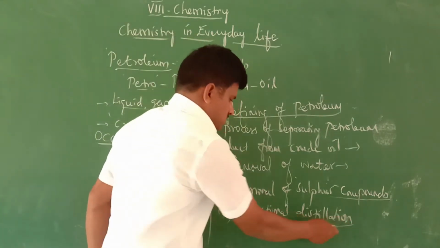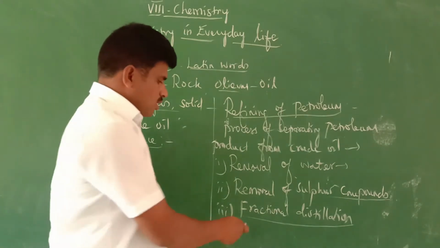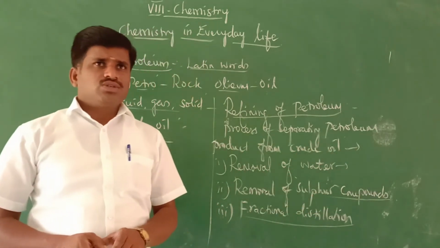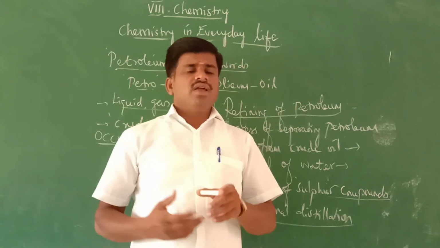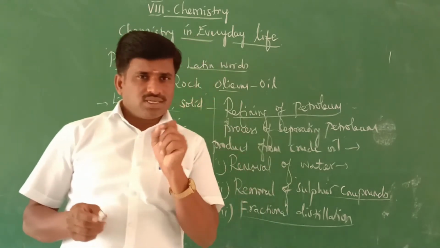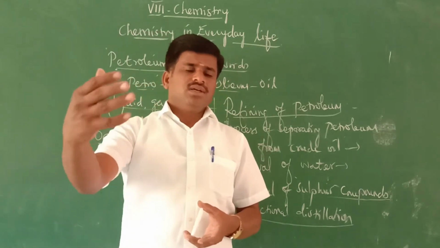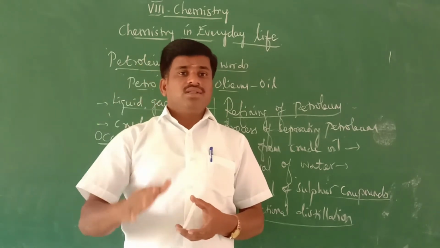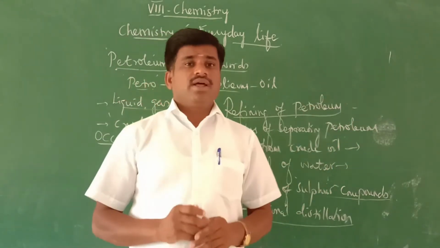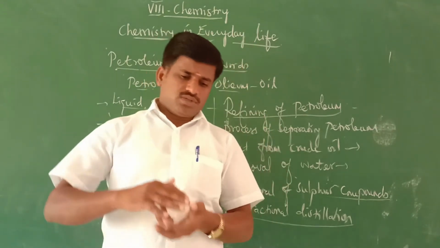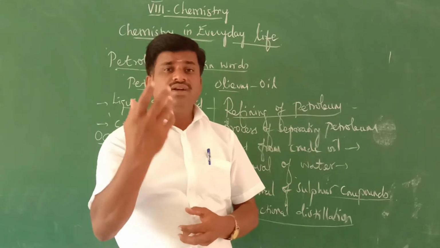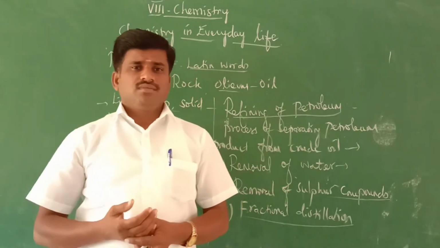The third is fractional distillation. After removal of this wastage, we have pure crude oil, and that should be distilled. Actually, the crude oil is heated to about 400 degrees Celsius. Then it is cooled at different boiling points. While cooling at different boiling points, we can get the different petroleum products. Understood? First we heat the crude oil above 400 degrees Celsius, and while cooling, different products come out at different boiling points.